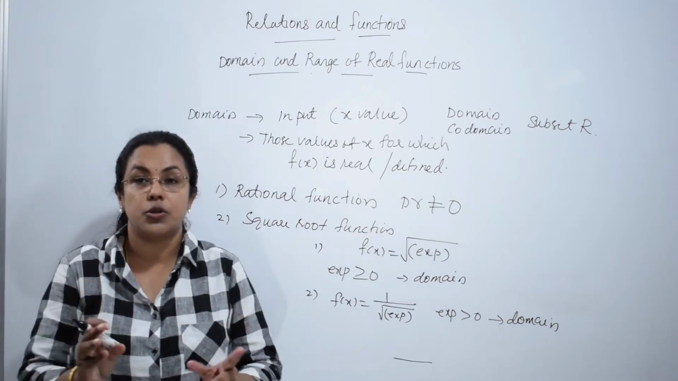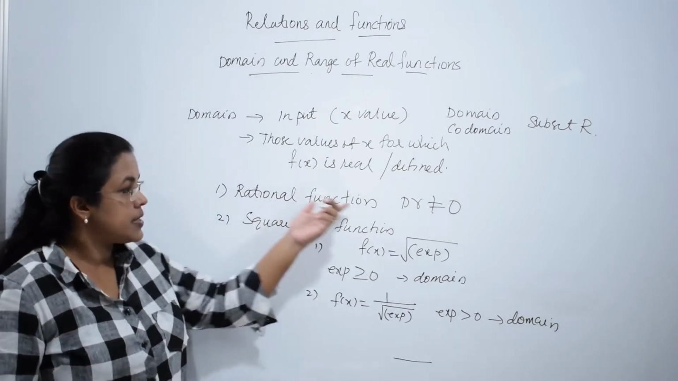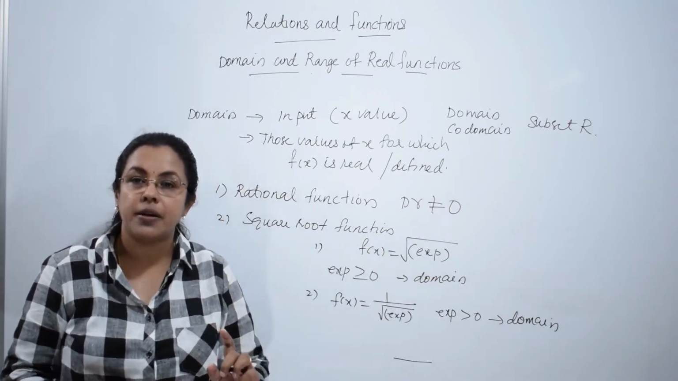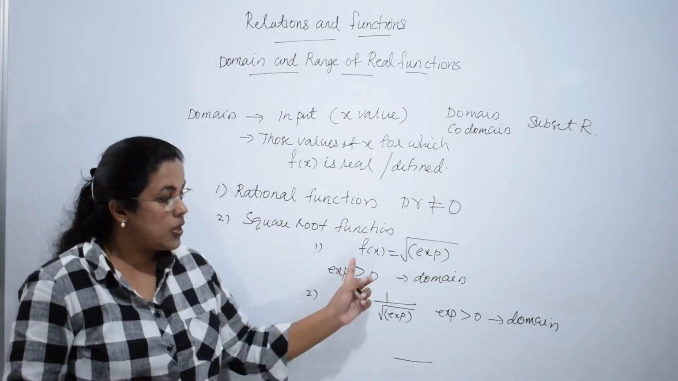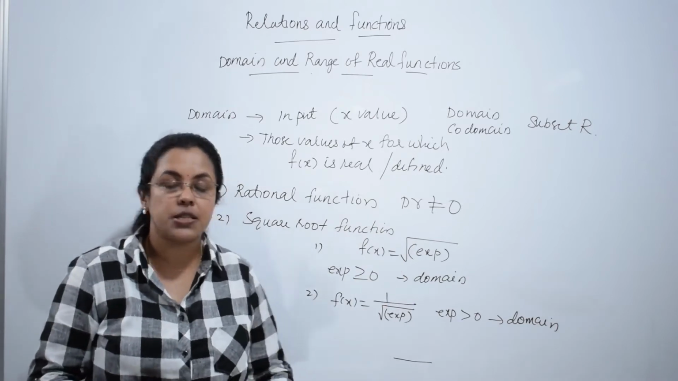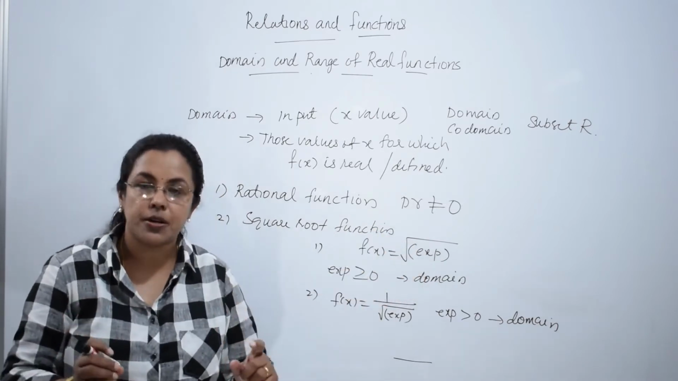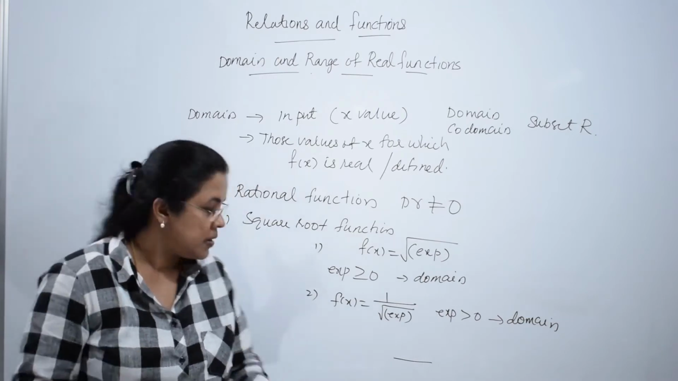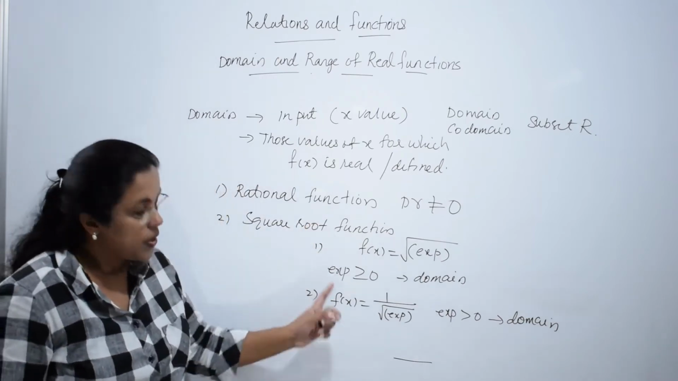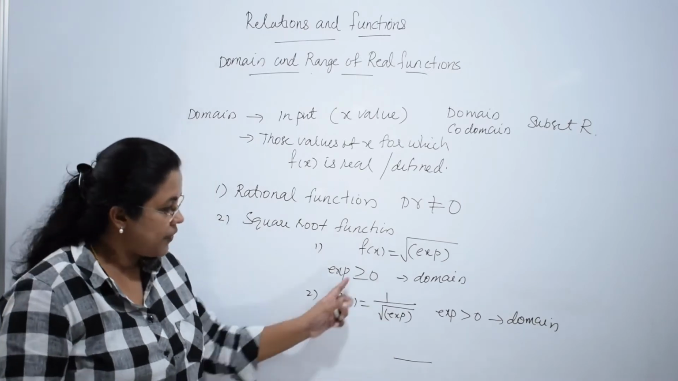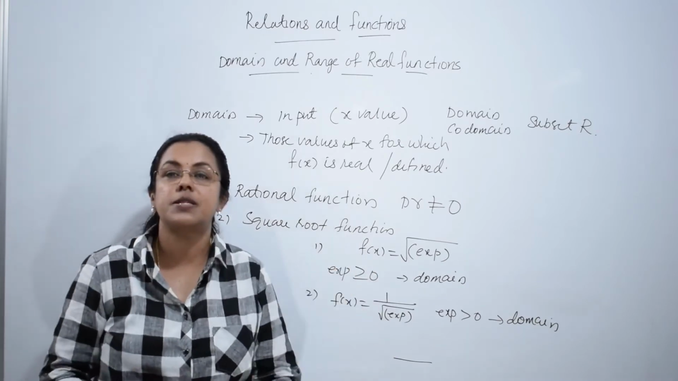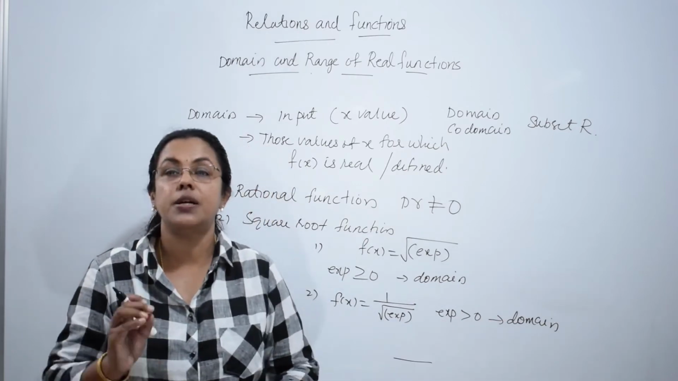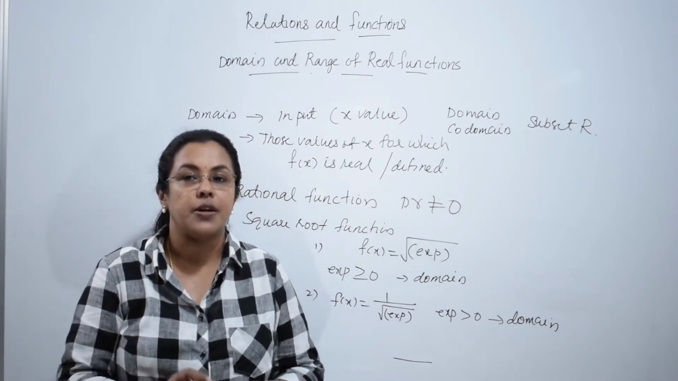Once again, if it is a rational function, denominator not equal to 0 will give the domain. If it is a square root function of the form f of x is equal to root over some expression, then expression greater than or equal to 0 will give the domain. Last one, if it is of the form f of x is equal to 1 by root over some expression, then expression greater than 0 will give the domain of the real function.